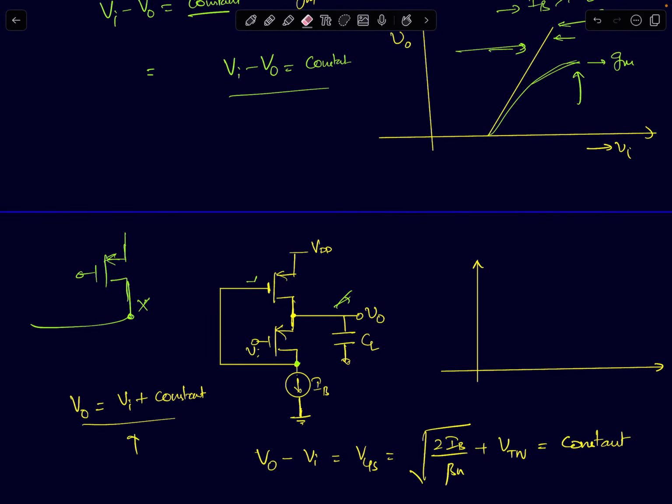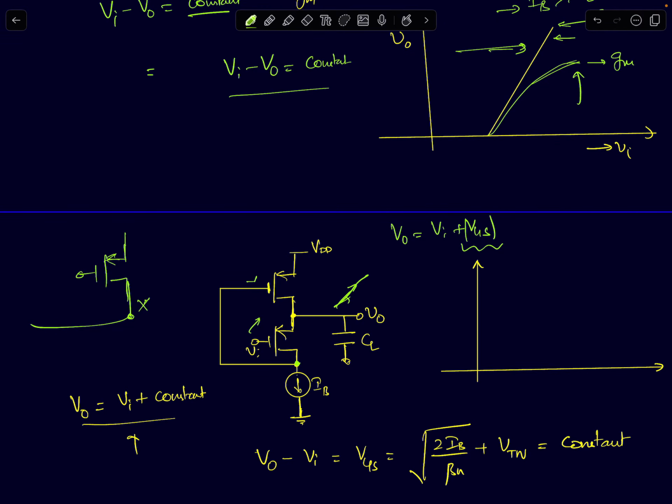So your V0 equals Vi plus VGS, or V mod of VGS, I'll write because it's a PMOS device. So that will be root of 2IB by beta n, which is again a constant. Even if I'm changing Vi, your V0 will also increase linearly. Okay, so the graph should look something like this.